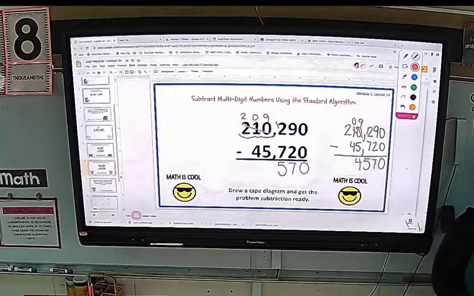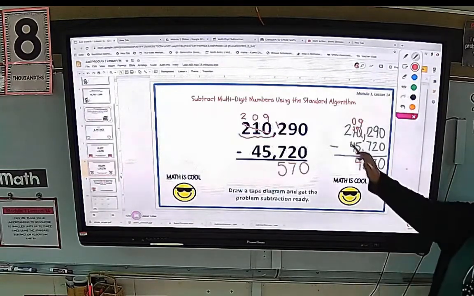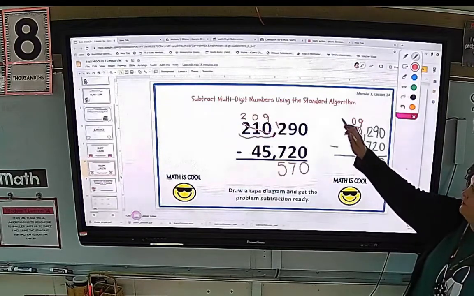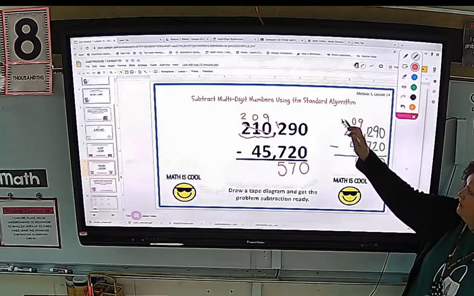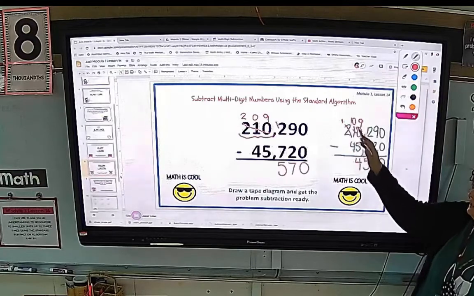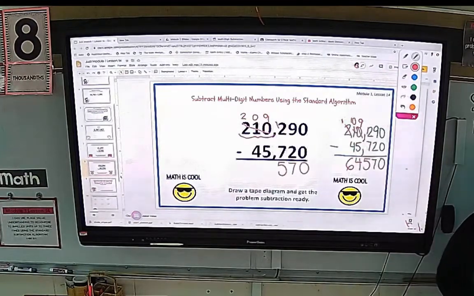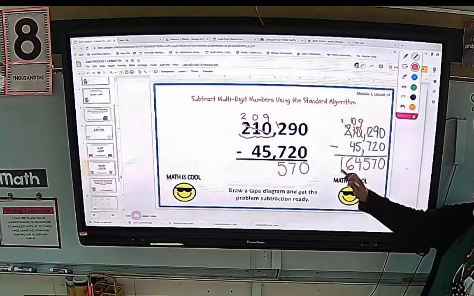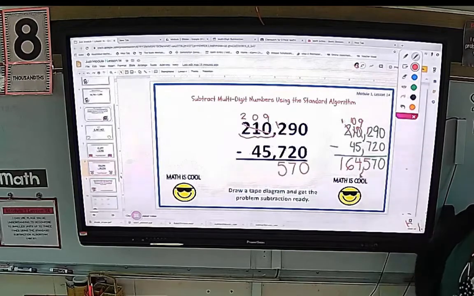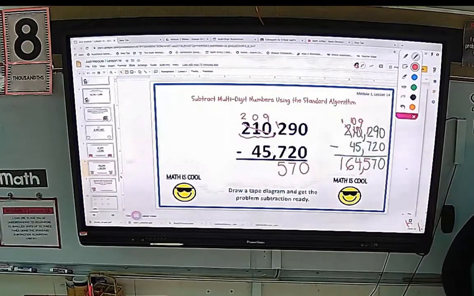0 take away 4. What am I going to have to do there? You're going to have to get 1 from here and change that to a 1. Change that to a 10. 10 take away 4 is 6. What do we do with that 1? Bring it down. Did anybody get 164,570? Okay. I was 1 off.